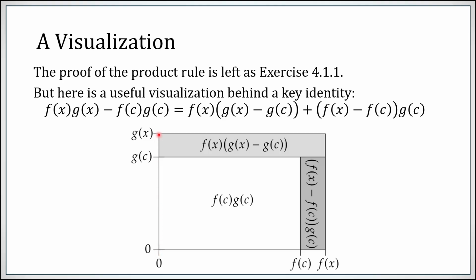Then this large rectangle is of area f of x times g of x, whereas this smaller area is f of c times g of c. Taking the difference leaves this horizontal stripe and this little vertical one, marking off that this gap is g of x minus g of c, and this overall width is f of x. Similarly, this height here is f of x minus f of c, and this height here is exactly g of c, gives us this exact formulation. It's merely a visualization of what is algebraically obvious.